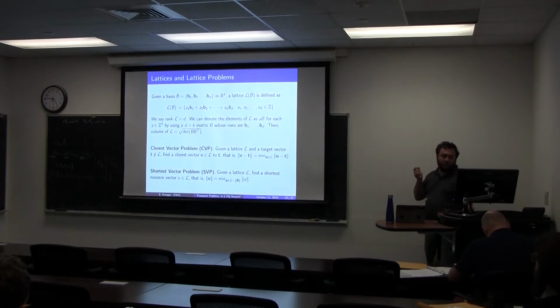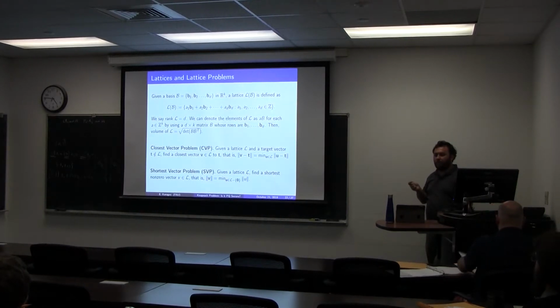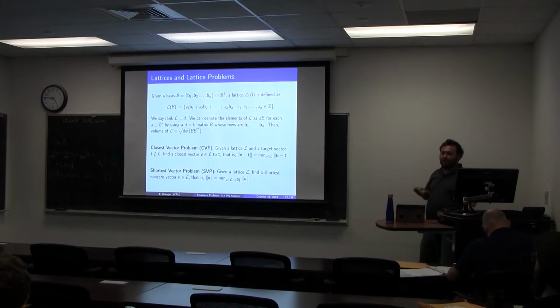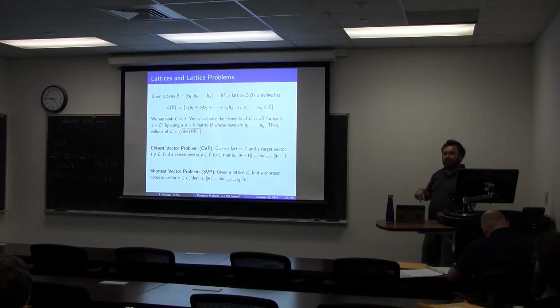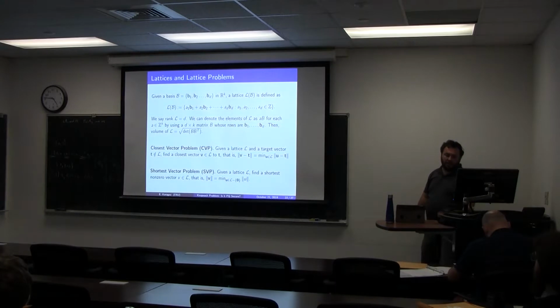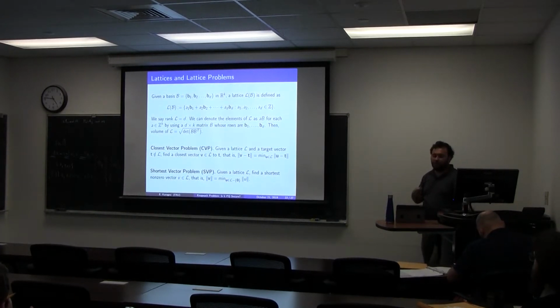I think you also know the lattice problems, the closest vector problem and the shortest vector problem. In CVP, the closest vector problem, you are given a lattice and a target vector which is not in the lattice, and you find the closest vector in the lattice. In the SVP, the shortest vector problem, you're just given a lattice, and you're trying to find the shortest vector in your lattice.